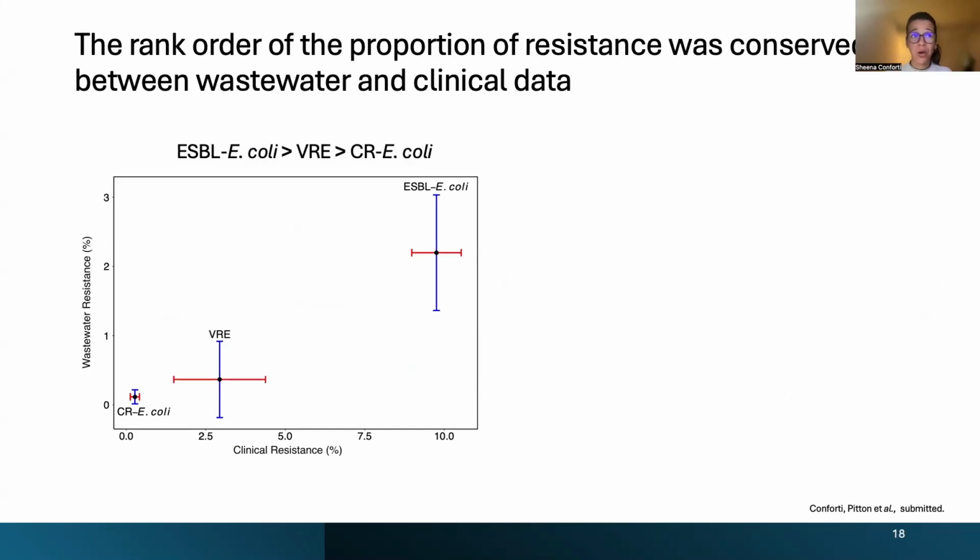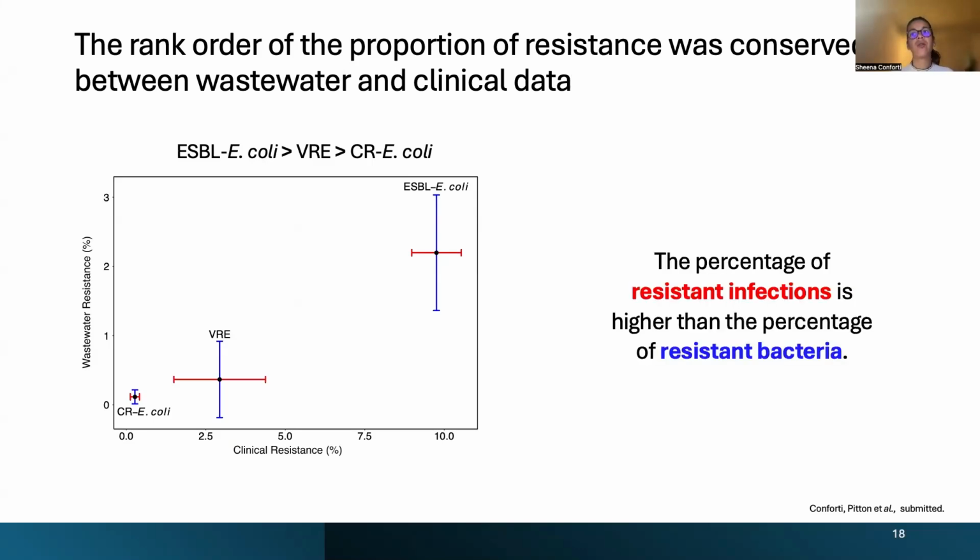Another thing that we observed, just to contextualize wastewater resistance, is the rank order of these three pathogens: the percentage of ESBL E. coli is higher than that of VRE and then that of carbapenemase-resistant E. coli, in both compartments. But we also observed that the percentage of resistant infections in red, coming from the clinics, is higher than the percentage of resistant bacteria. And this is because these are essentially two different measures, but it could be explained by two reasons.